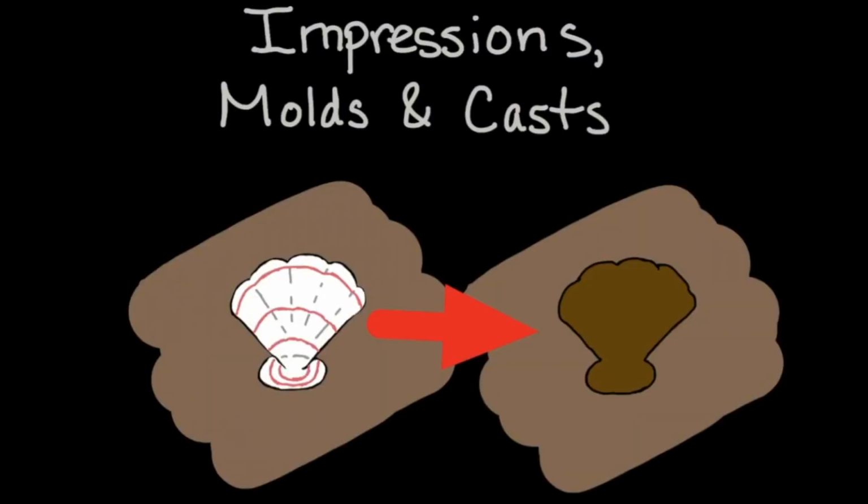Other fossilization types include impressions, molds, and casts. When a shell, for example, fills with sediment, that shell can dissolve away, leaving behind a 3D imprint of inside the shell. Or, if the shell becomes entirely covered with sediment, then it dissolves away, it can leave behind an imprint of the outside of the shell.